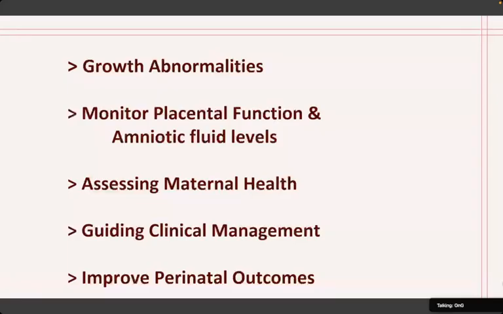Assessment of growth. Assessment of fetal growth is essential as it provides us with critical information about the well-being of both mother and fetus. With assessment of growth, we are able to detect growth abnormalities and monitor placental function. It also assists with the assessment of maternal well-being or health, and provides a guide to the clinical management of a pregnancy. Most importantly, timely recognition and intervention can reduce perinatal outcomes such as mortality, prematurity-related complications, and long-term developmental delays and disabilities.